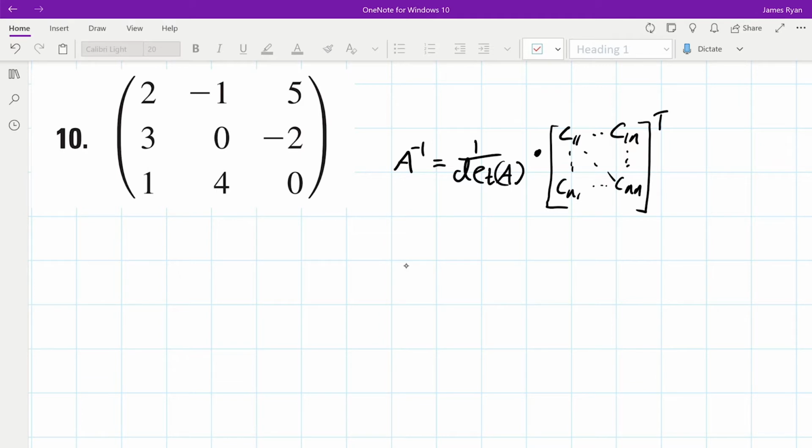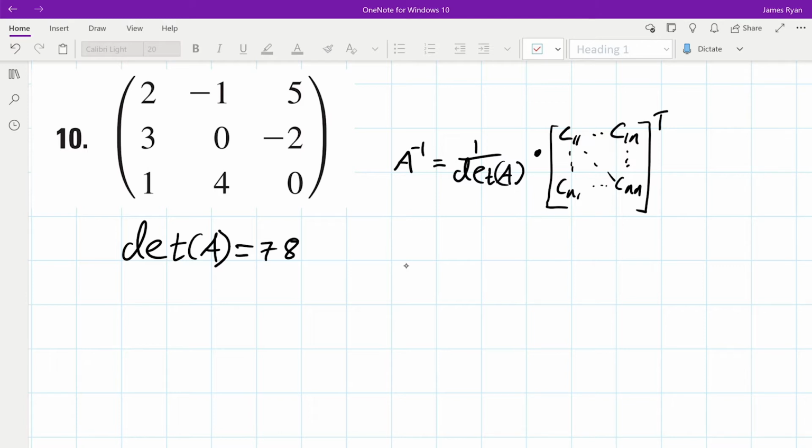And so we know how to calculate the determinant. In this case, the determinant of A is 78. And so all we need to calculate is the cofactor matrix.